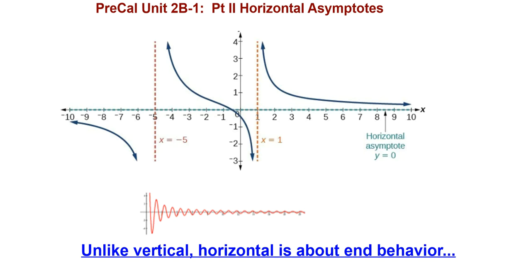Part 2 of 2B1, horizontal asymptotes, and we're going to run through this fairly quick. So first of all, unlike vertical asymptotes, which I have illustrated here, these two asymptotes are vertical asymptotes, where we have local behavior: as we go from the left bound it approaches 1, and as we go from the right bound it approaches 1. That would make a vertical asymptote at x equals 1.